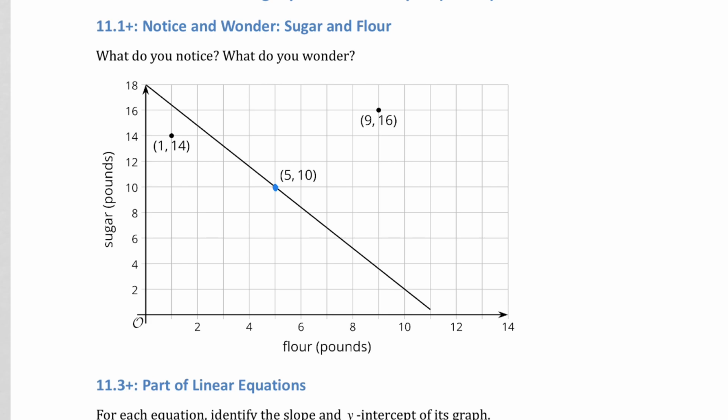It's on the line. So 5, 10 is on the line. Okay. So what does that mean if it's on the line? That's the slope. Not quite the slope, but it could be a solution to the equation.